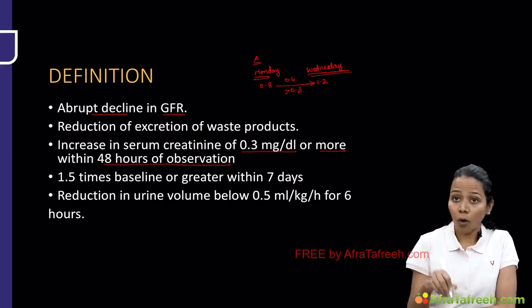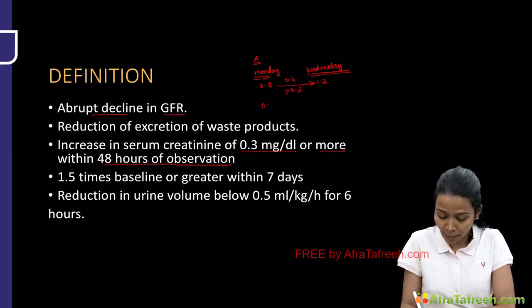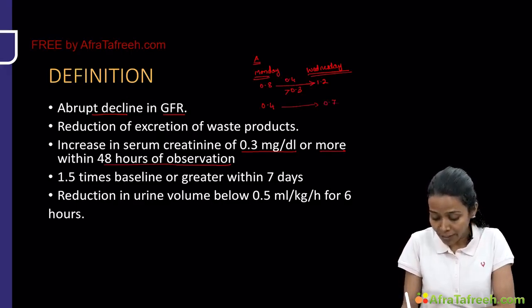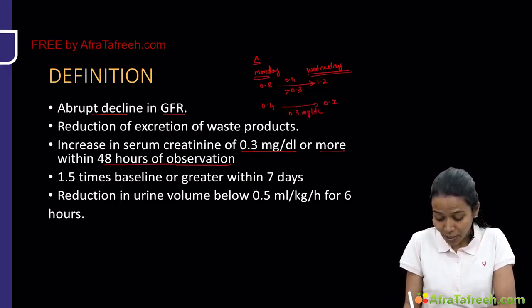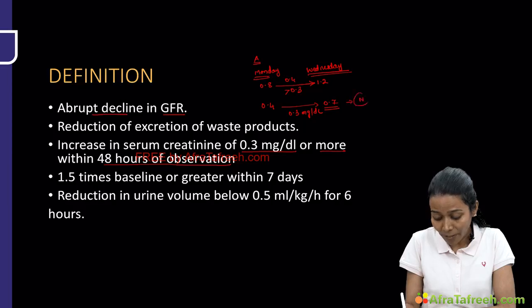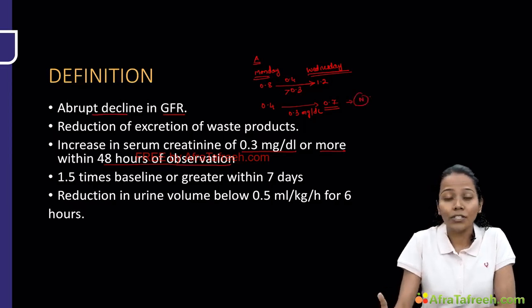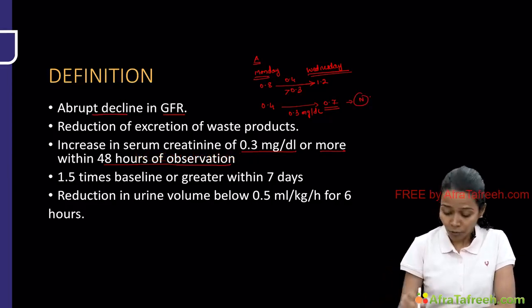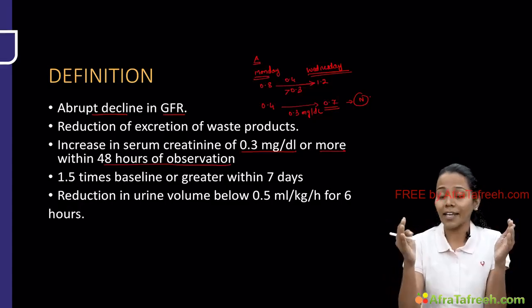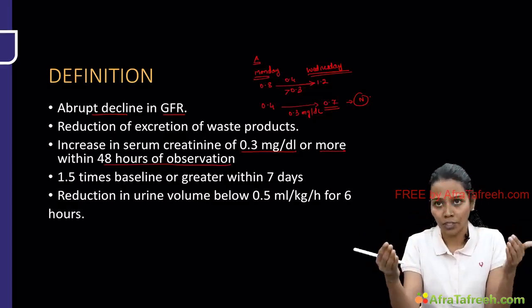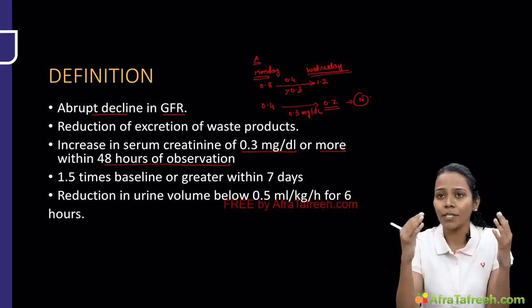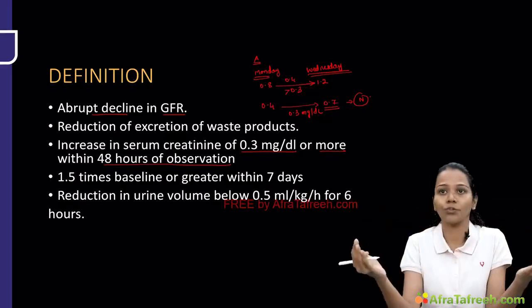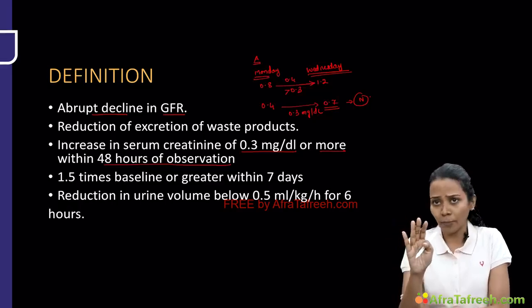AKI. Now, one of the common mistakes that is made is, for example, assume the patient's baseline creatinine is 0.4 and then it increases to 0.7. So this is a 0.3 milligram per deciliter increase. Just because this creatinine is in the normal range does not mean that the patient does not have acute kidney injury. It means that the patient has acute kidney injury. We should not think that just because the creatinine is in the normal range, it is not acute kidney injury, because early diagnosis helps in management of acute kidney disease by a huge deal. So that is one important point you have to remember.